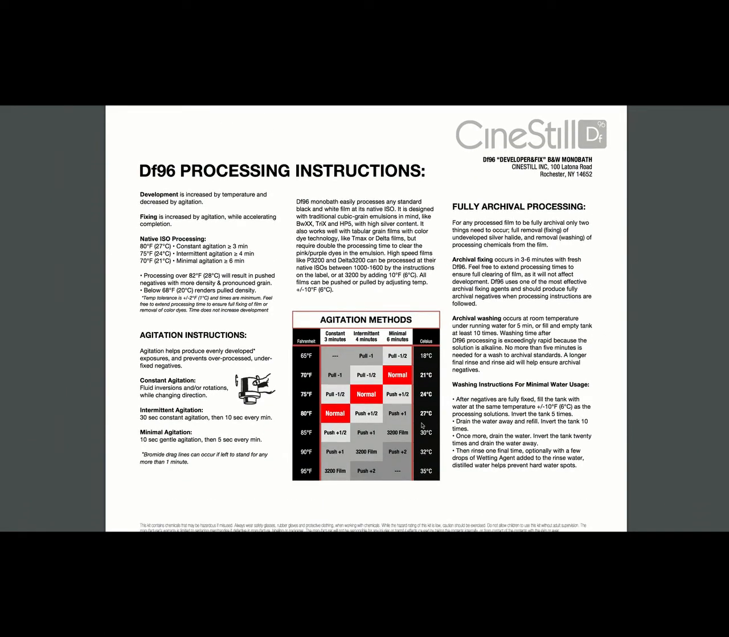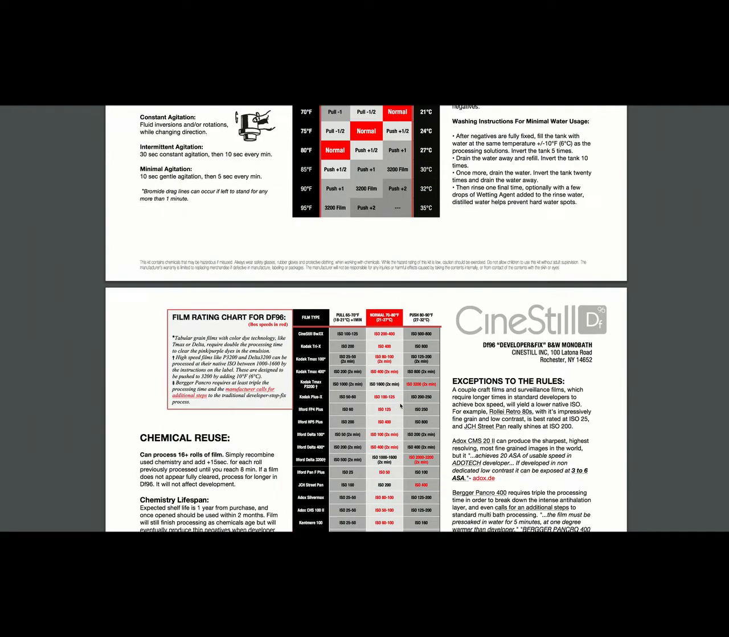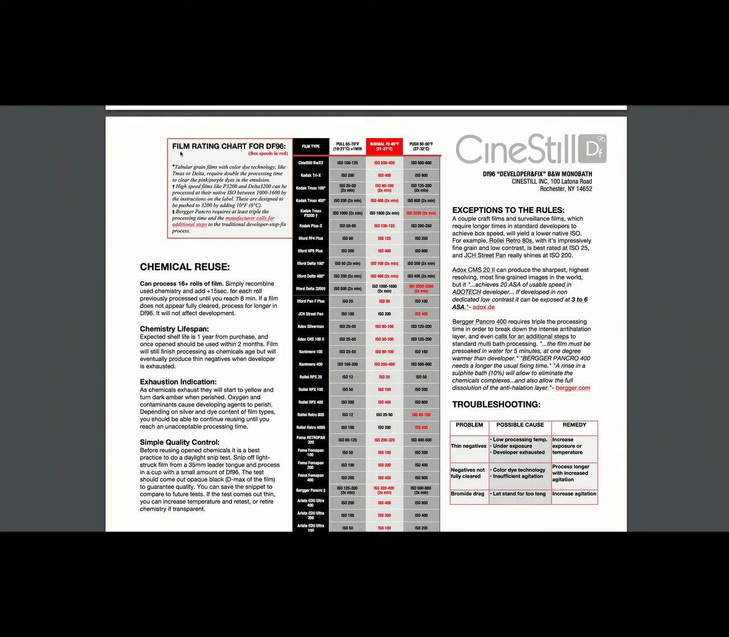So there are two parts of the PDF that I look at the most. The first is this second section here, agitation instructions and agitation methods. And the first thing that I always look at, though, is on the second page where it says film rating chart for Df96. It has basically an awful lot of the films that are currently in production, and it tells you how to process the different films for normal development, pull development, and push development. And it gives you a lot of good information.